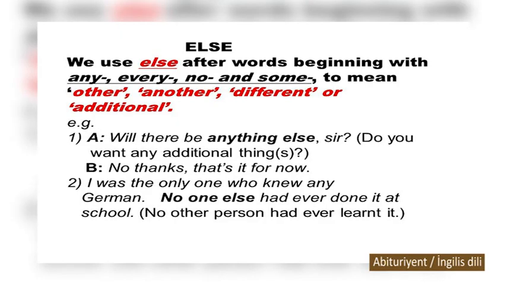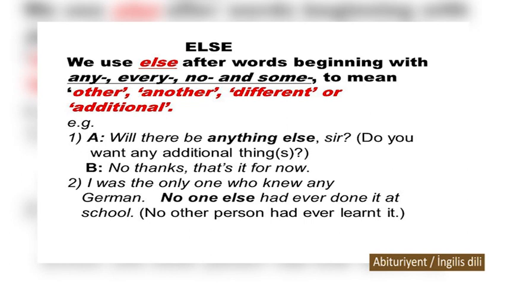Here you see that we use else after words beginning with any. It means that anybody, anything, anywhere, everywhere, everybody, everyone, everything, no one, nobody, nowhere, nothing, and somebody, someone, something, etc. to mean other, another, different, or additional. So after else, we don't use any object.